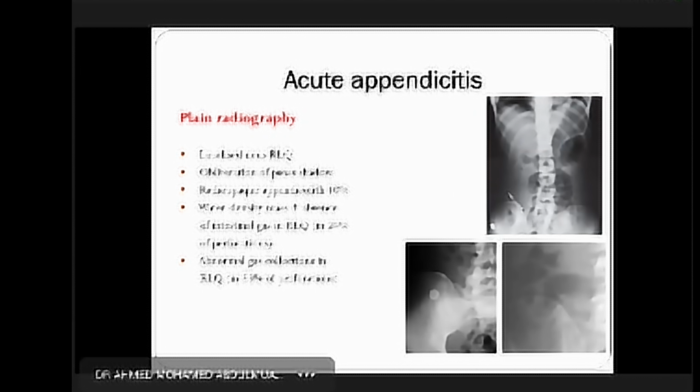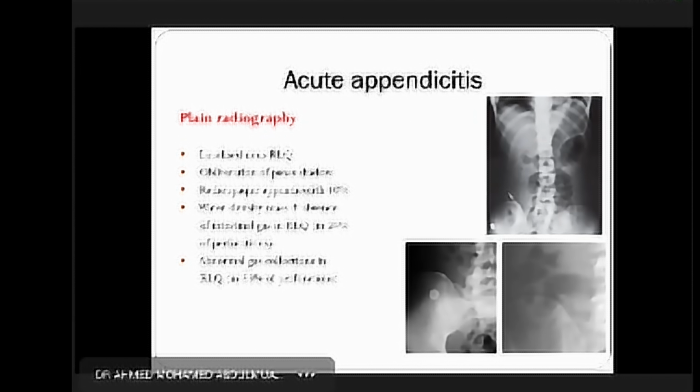Then sometimes you may see a radio-opaque appendicolith, like this one, which is a calcification within the lumen of the appendix, leading to acute appendicitis. It leads to obstruction of the appendix, leading to acute appendicitis, and this is due to calcification within the lumen of the appendix.